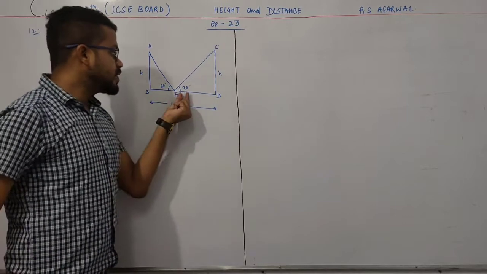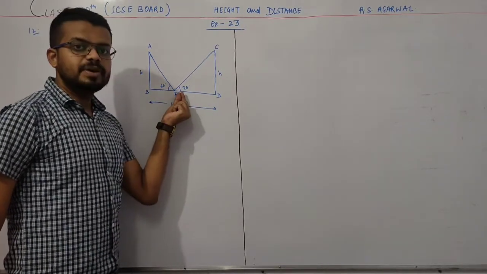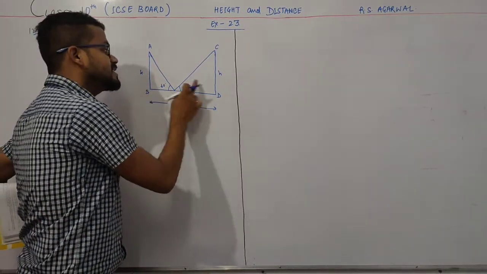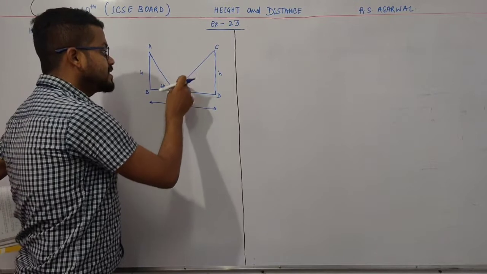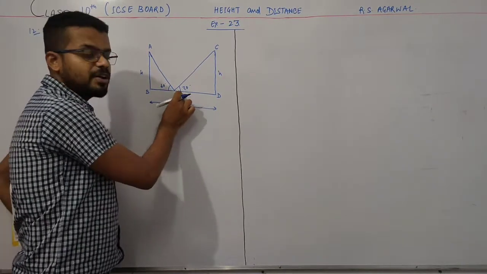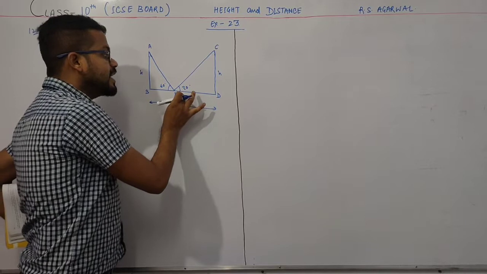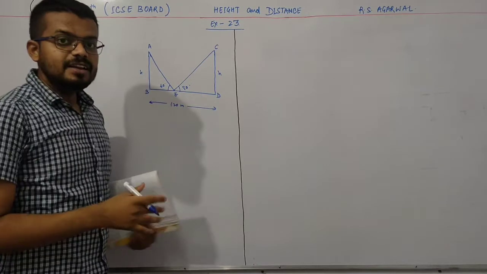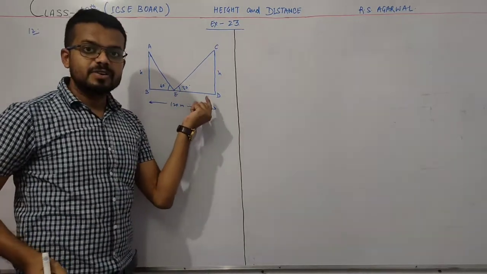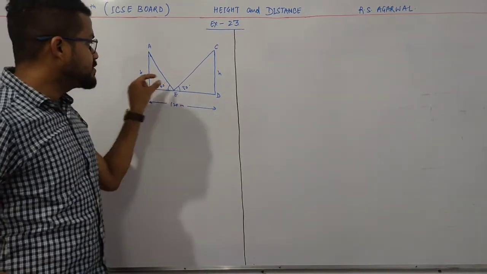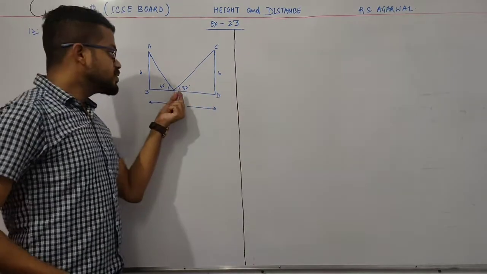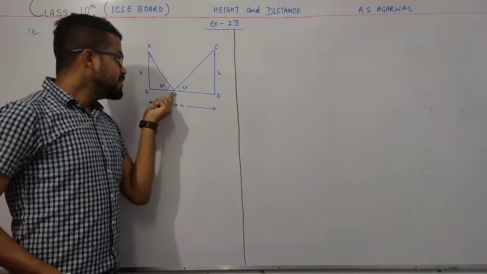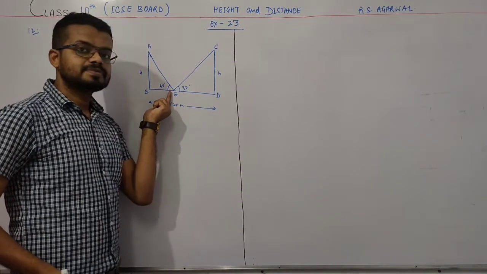Why is this point not the midpoint of the road? Because the angles are different: this is 60 and this is 30. If the point were at the middle of the road, the angles of elevation would always be equal. But here one is 60 and one is 30, so the point is not at the mid of the road. That's why I am taking the point here.